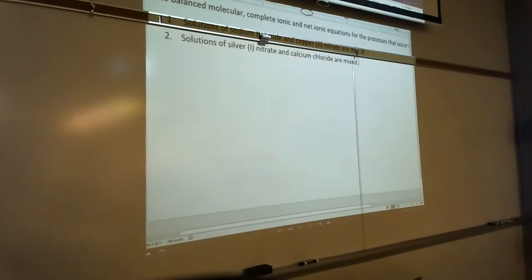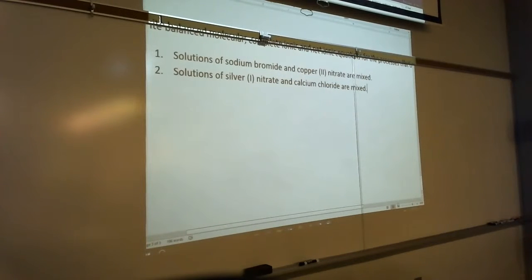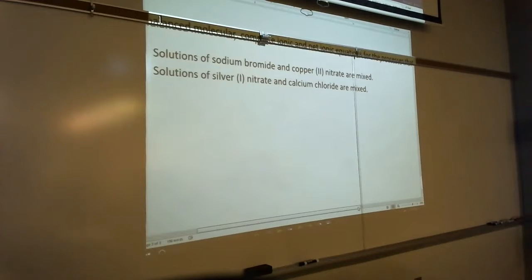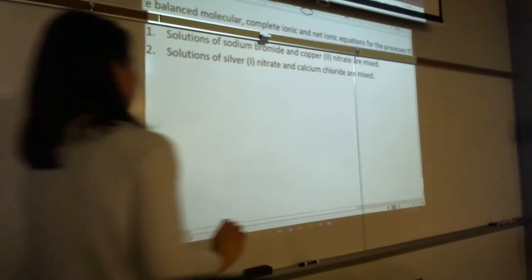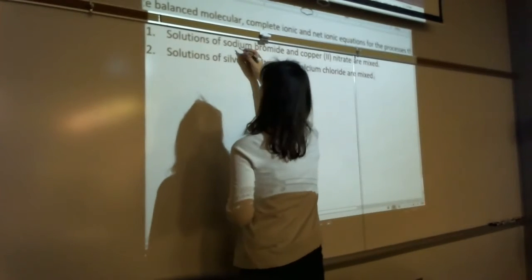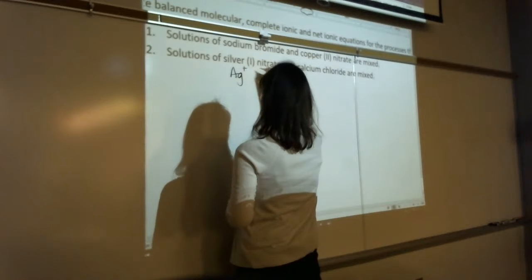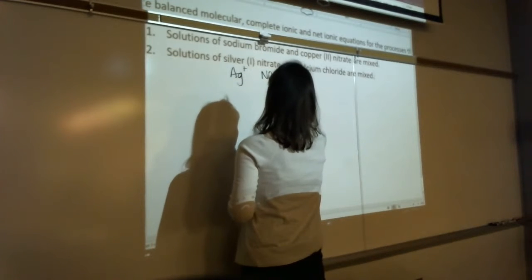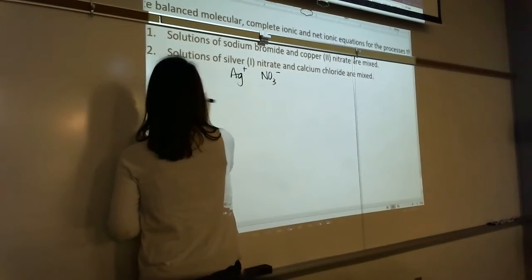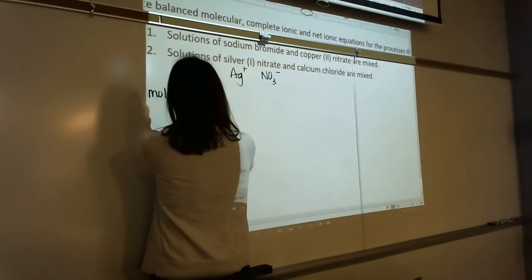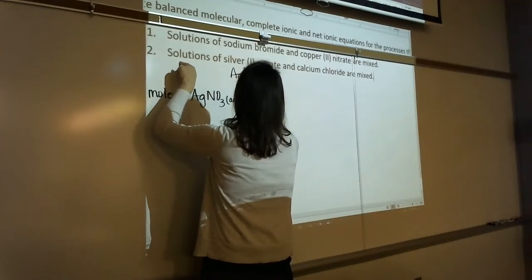So the first thing we need to do is write, oops, it's probably too high for the camera to pick up. Silver 1 nitrate, so that would be Ag with what charge? +1, and nitrate is NO3-, so this is my molecular. What's that formula going to be? AgNO3, and it's a solution, so all solutions have the subscript AQ.